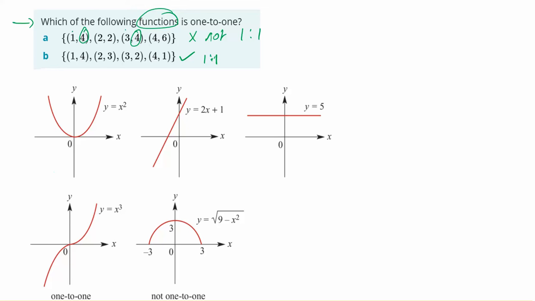Now, in the book, we've got graphs, and we want to check whether they're one-to-one. No, it's just not one-to-one, because it passes the vertical line test, but it doesn't pass the horizontal line test because it crosses twice.